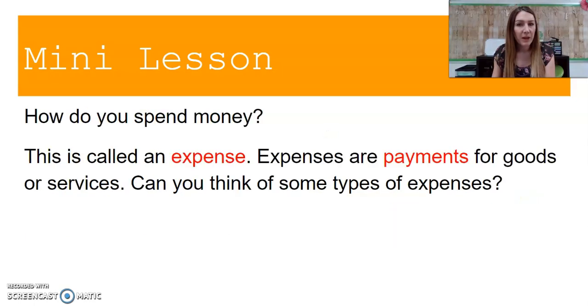How do you spend money? This is called an expense. Expenses are payments for goods or services. So a good is something tangible that you can hold in your hands. A service is something like getting a haircut, having your lawn mowed, something that you just don't want to do, so you pay someone else to do it. Can you think of some type of expenses?